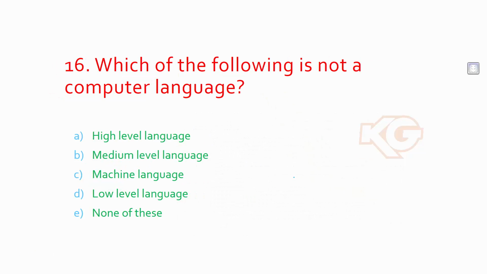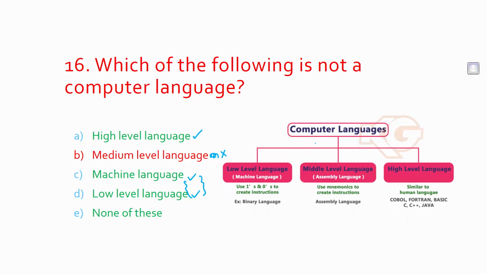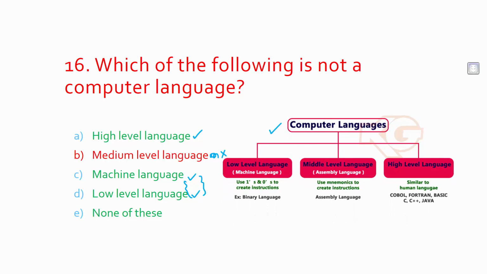Which of the following is not a computer language? We have heard about high-level language. We have learned about machine language and low-level language. These two are pretty common, but a medium-level language we never heard of. So this should be the culprit and the odd one out. The same is depicted in this picture. Computer languages. This is a low-level language, machine language. It uses zeros and ones, middle and high.